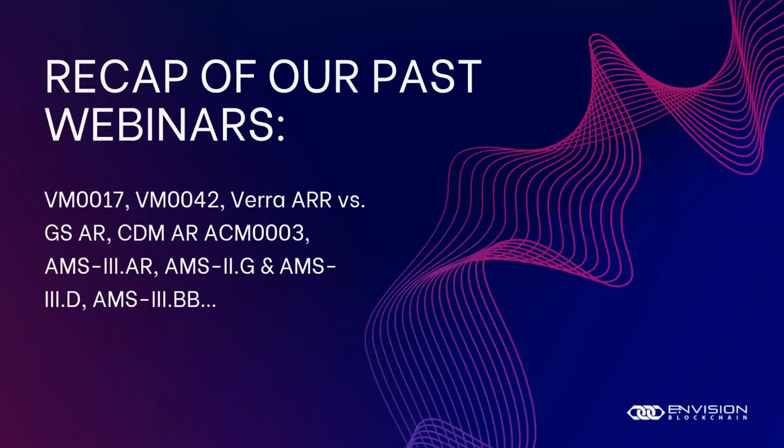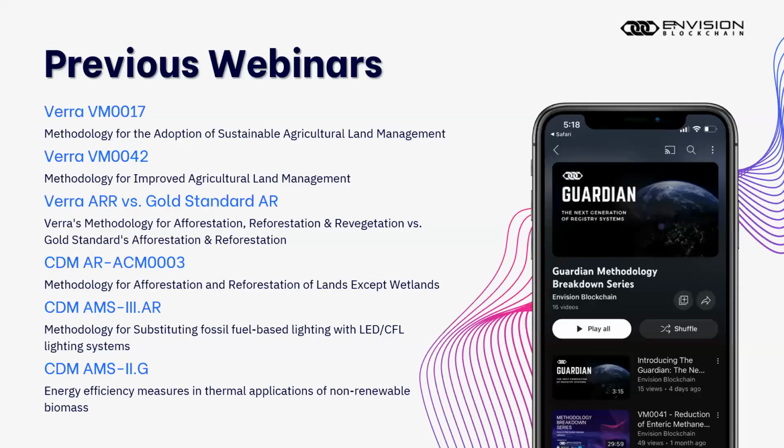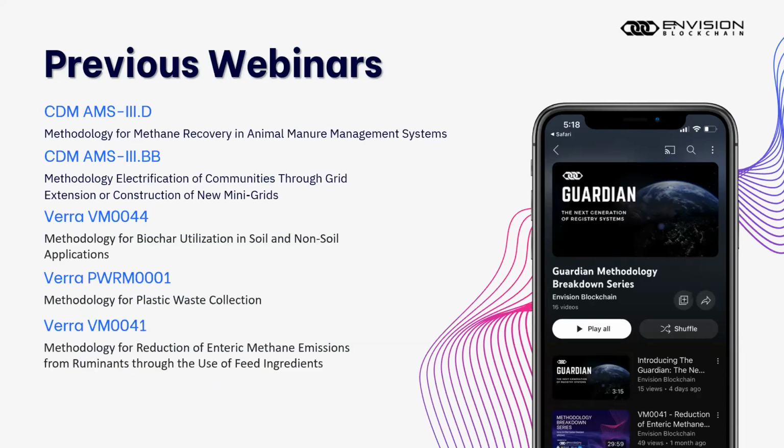So now we could go into a recap of our past webinars. Each webinar focuses on a specific methodology from our open source library, and it's aimed at helping our users and anyone interested in the Guardian to understand how these methodologies can be streamlined for efficient implementation. We've covered methodologies from Verra, Gold Standard, and CDM, and you can find videos for each one of these at the Envision Blockchain YouTube channel. Here you'll also see a list of all the ones that are currently in our open source library. These are a few others.